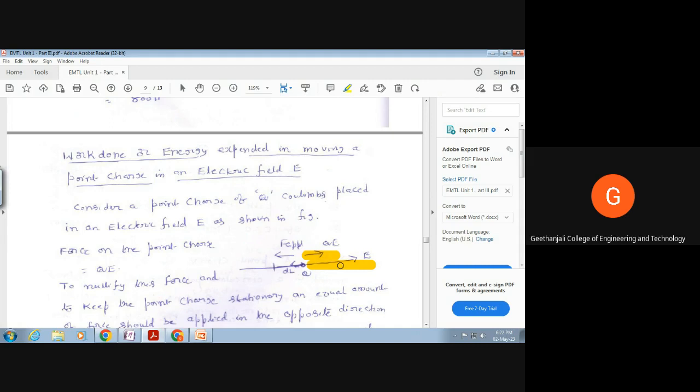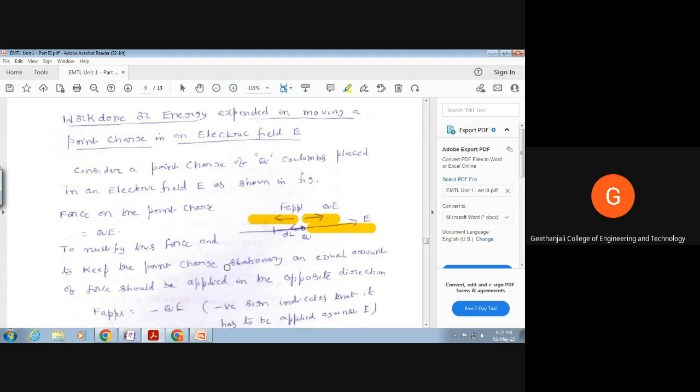Because of this force, the point charge will move along the direction of electric field intensity with some velocity depending upon the force. But if I want to retain this point charge at the same place, I don't want the point charge to move along the direction of electric field intensity. If I want to make this point charge stationary, I have to apply equal and opposite force. So F applied is equal to minus Q into E.